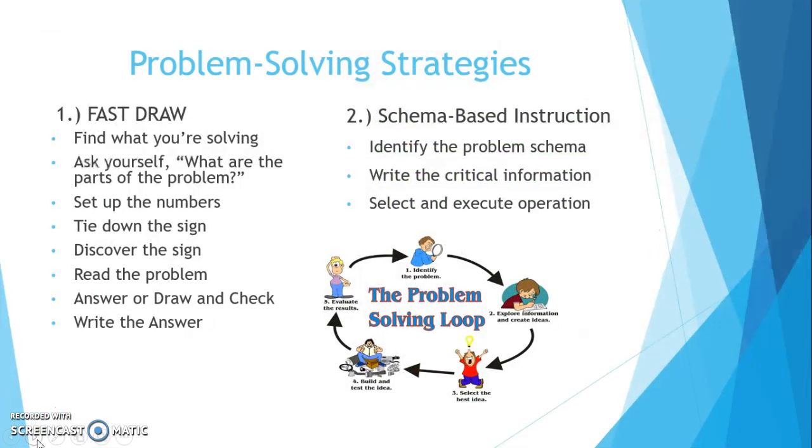Problem-solving strategies is the 4th instructional domain. Number 1, FAST DRAW. Once again, this is an acronym. FAST stands for find what you're solving. Ask yourself, what are the parts of the problem? Set up the numbers. Tie down the sign.